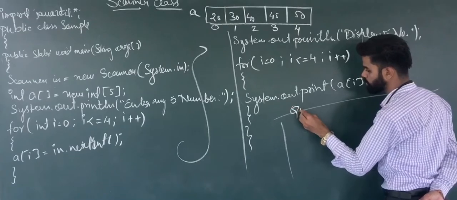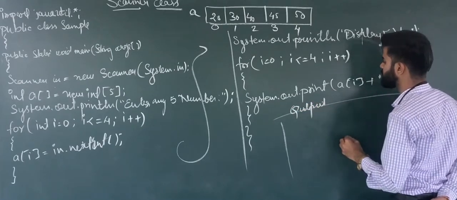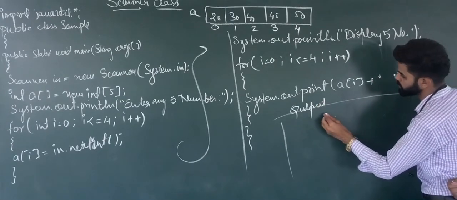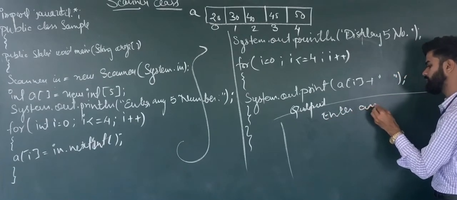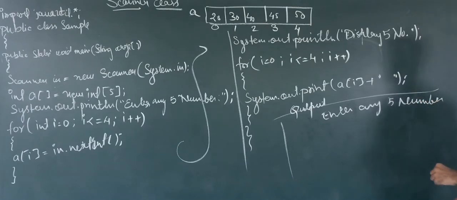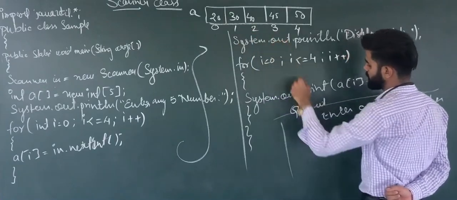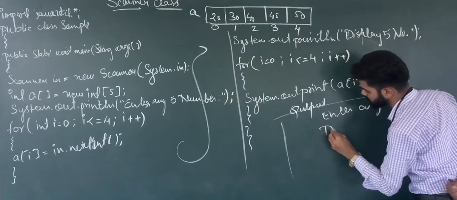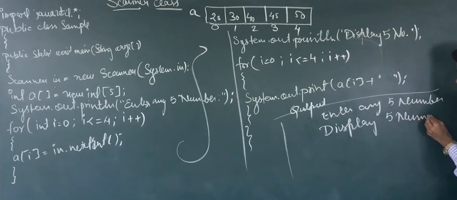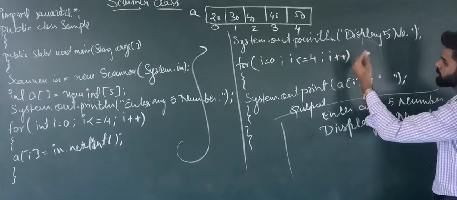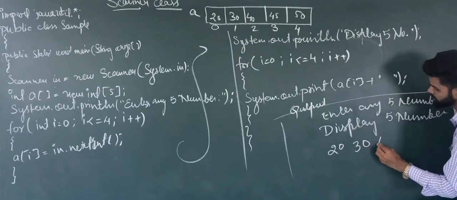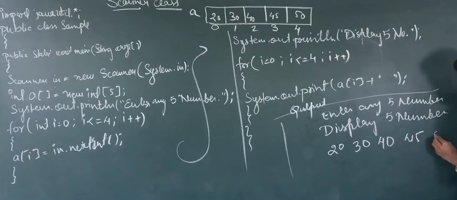If you are talking about the output, it is just like when you run this loop. First, what do you see in the output? Enter any 5 numbers. After this, when you initialize 5 different numbers, the program itself prints "Display 5 numbers", and then automatically this loop runs 5 times from 0 to 4 and displays 20 space 30 space 40 space 45 and then 50.